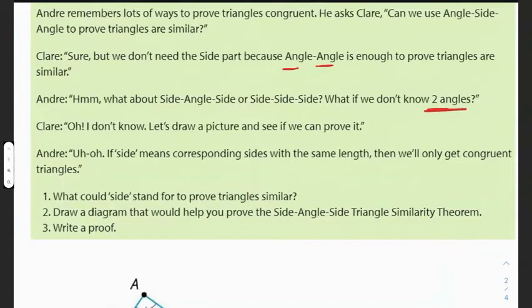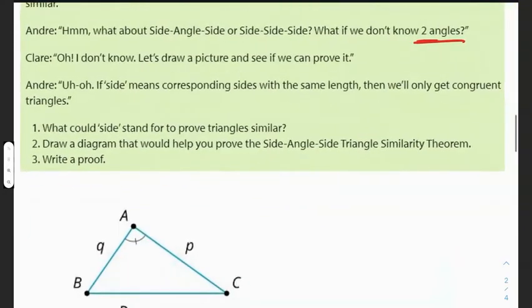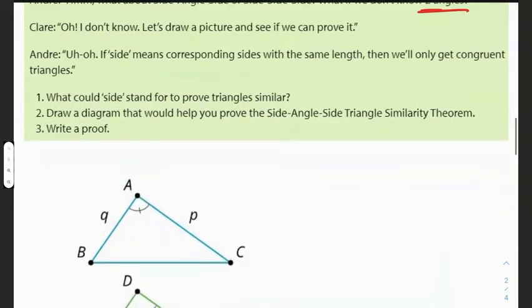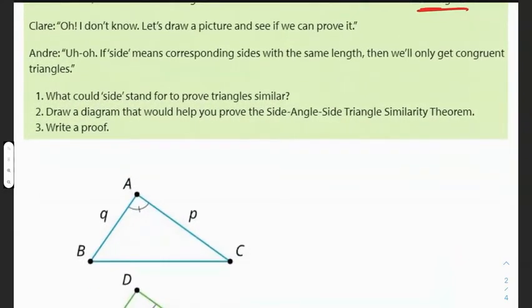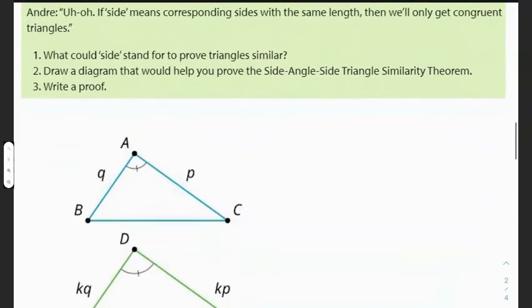What if we don't know both the angles? What if we only know one? And then Claire says, you know what? We're bored. I kind of want to see how that would play out. So she draws a picture so they can start to work on that kind of proof. Humans do this. They'll get in an argument and literally sit down and do a proof just to prove who has the better idea. That's a normal thing, by the way.